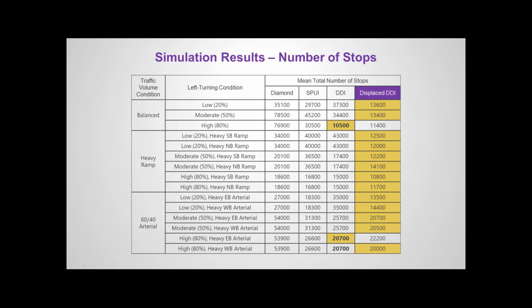Also, the number of stops. The displaced DDI did consistently result in the least total number of stops in comparison to the other 3 interchange designs. You can see here that still only a few scenarios and designs were not statistically significant in bold. Everything else was. So definitely a lot of stops to be eliminated by using the displaced DDI.